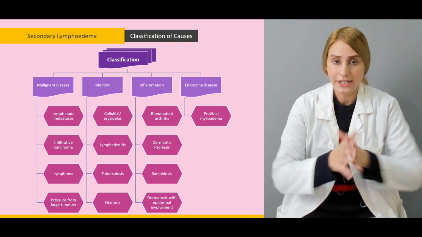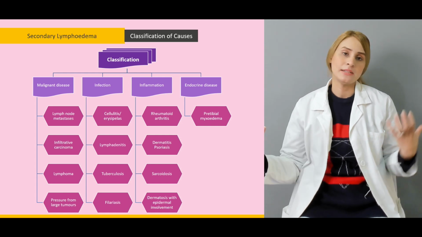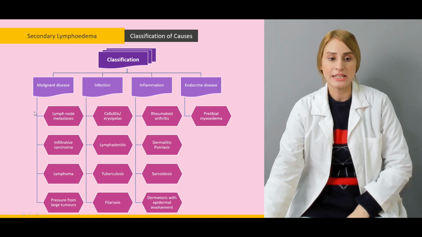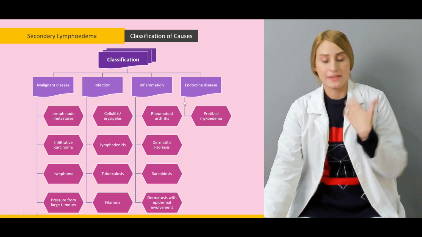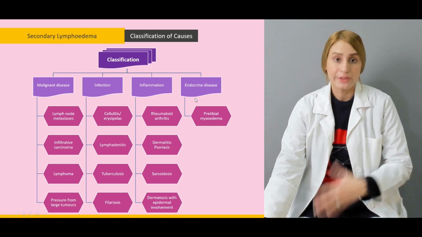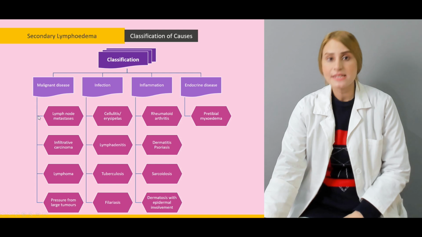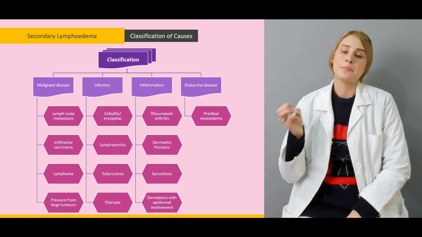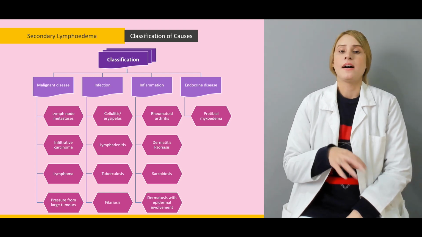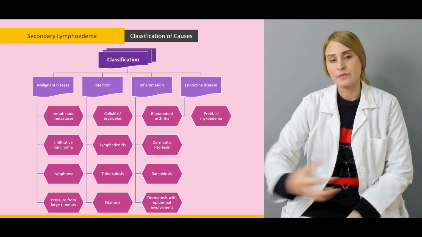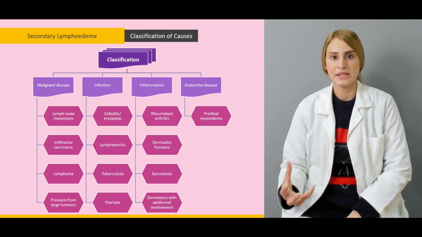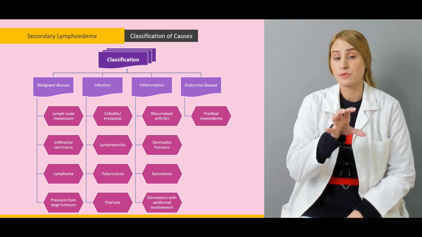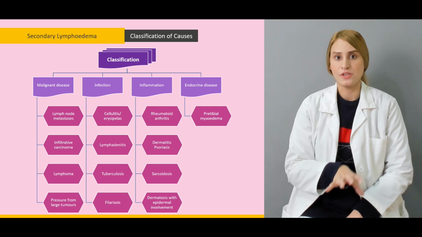So regarding the classification, we broadly divide secondary lymphedema into four categories. One is malignant disease, the other is infection, the third is inflammation, and the fourth is endocrine diseases, right? Malignant diseases mostly involve lymph node metastases and infiltrative carcinomas, with extensive involvement of the adjacent lymph nodes. There's a difference between a lymph node metastasis and an infiltrative carcinoma.